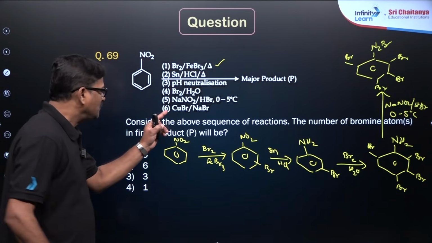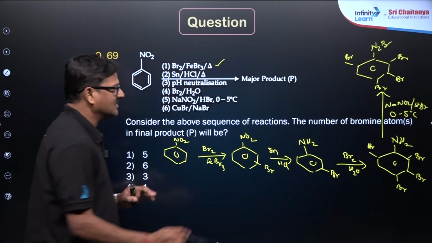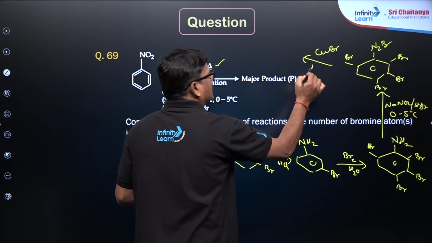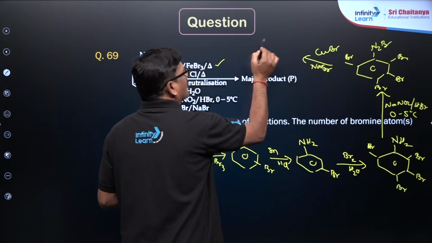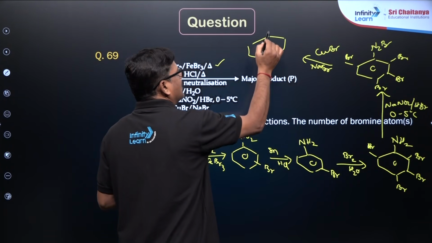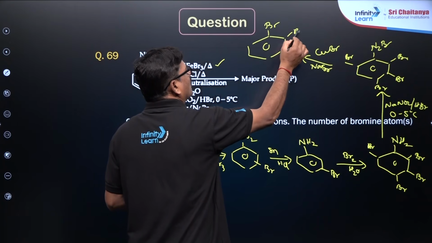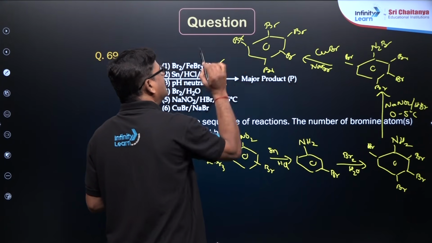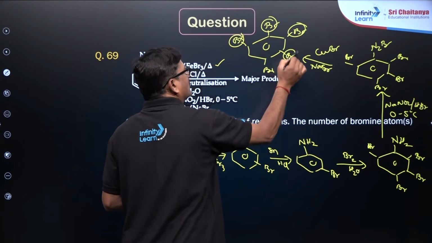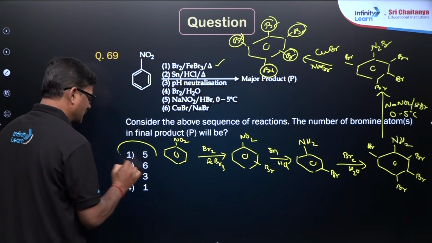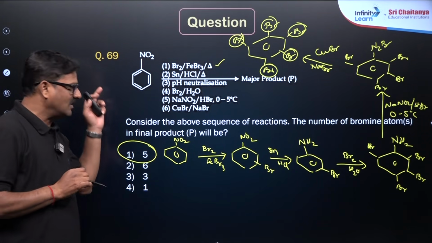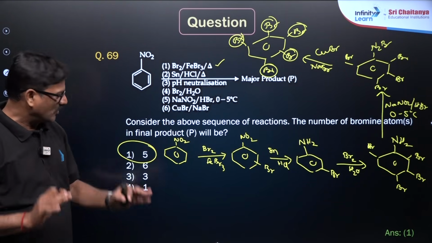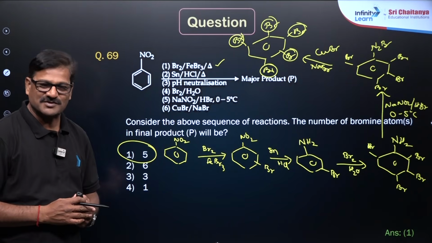Now we can see CuBr and NaBr is added, it is a Sandmeyer reaction. So CuBr and NaBr, it is a Sandmeyer reaction, bromine over here, bromine over here, bromine over here, so bromine over here. So I could say 1, 2, 3, 4, 5 bromine atoms can be seen. So the answer for this long conversion is going to be option 1, 5 is the correct answer for this question.